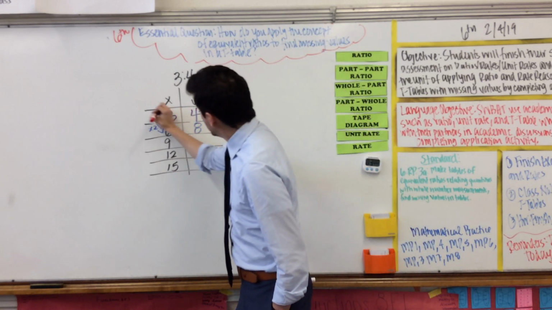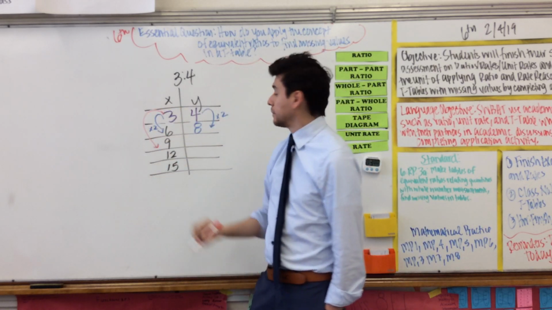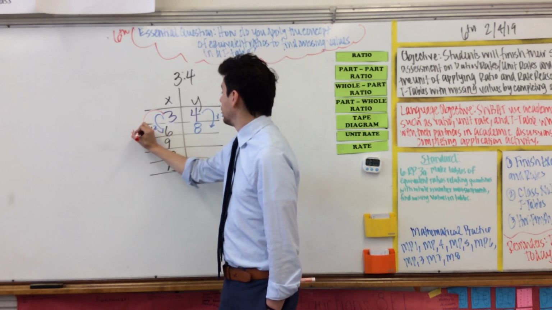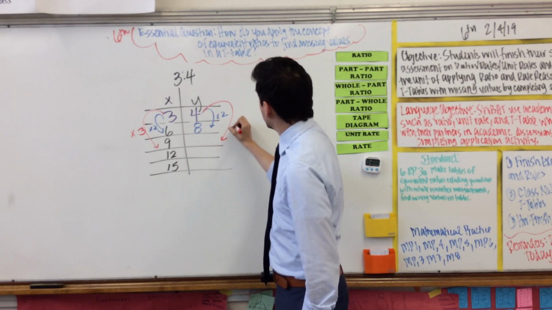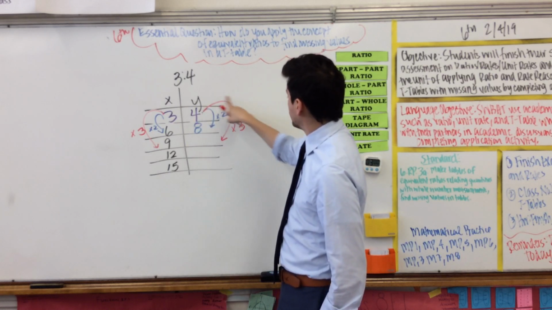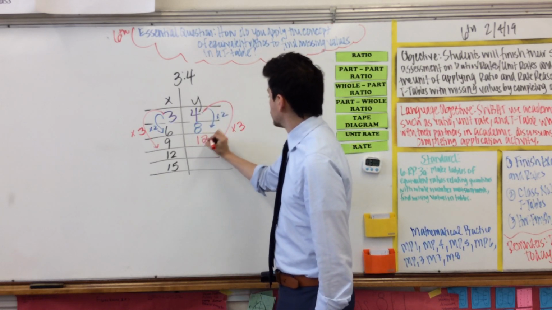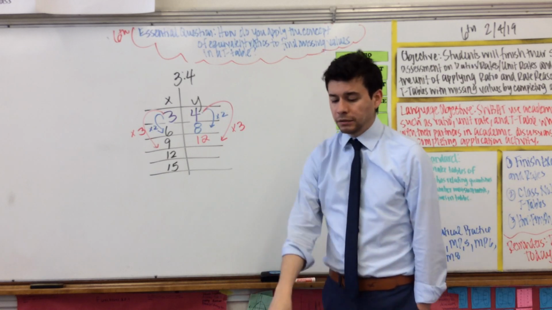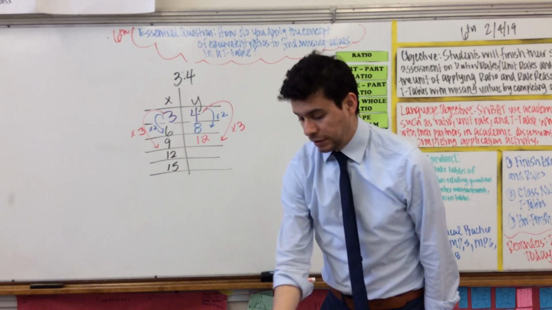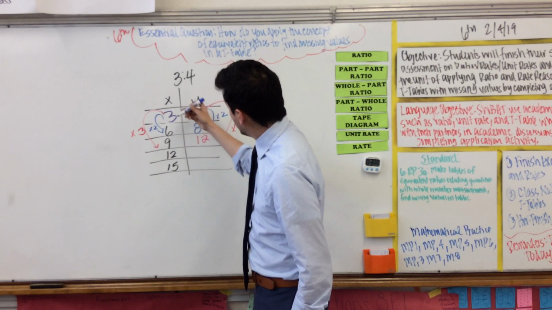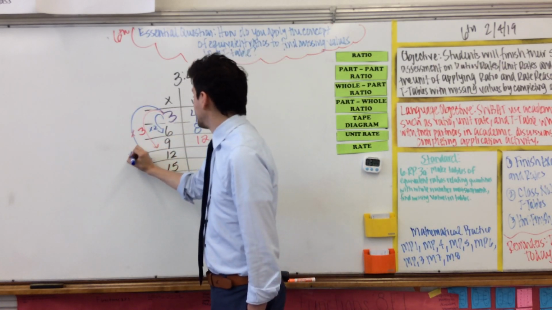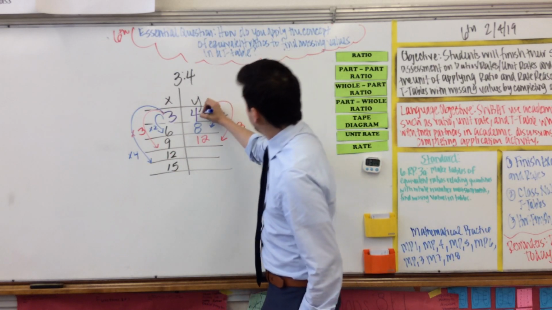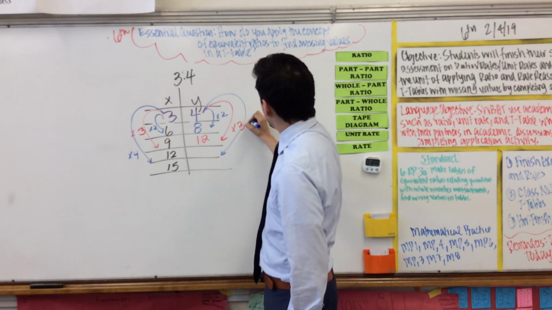From 3 to 9, I'm going to have to multiply this by 3. If I do it to one side, I'm also going to have to multiply this side by 3. 4 times 3 is 12. Okay? Let's do the next one. I want to go from 3 to 12. Okay, from 3 to 12. So I'm going to multiply this by 4. 4 times this one by 4 as well.